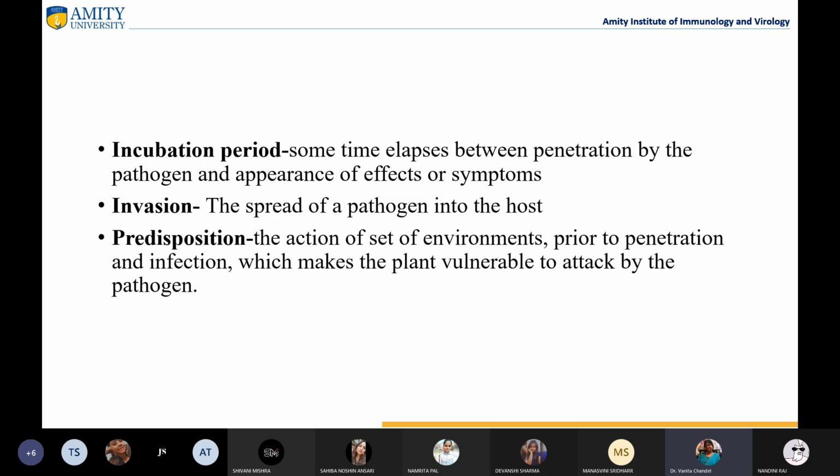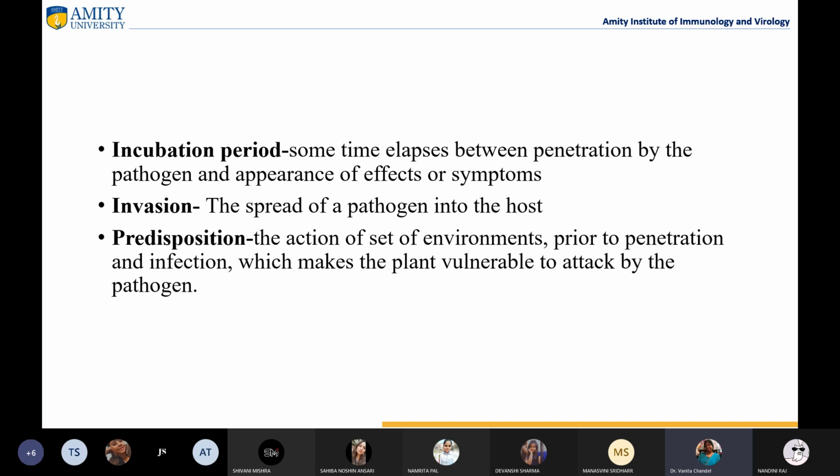So incubation period, we know that, right? Incubation period is basically the time from when the pathogen penetrates the host till the time when the first symptom appears. That period is called the incubation period, and it is different for different kinds of hosts. Even in fungi, different fungi have different incubation periods, which may differ from as early as 1 to 3 days to 1 week or 15 days also. So that is the incubation period.